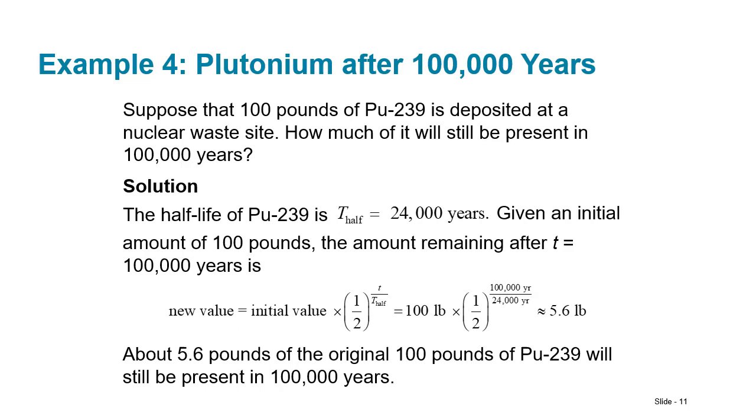Suppose that 100 pounds of plutonium-239 is deposited at a nuclear waste site. How much of it will still be present in 100,000 years? Well, we have to know the half-life of it, which is 24,000 years. Given an initial amount of 100 pounds, the amount remaining after 100,000 years is simply 1 half to the power of T over T half, so 100,000 over 24,000, which becomes roughly 5.6 pounds. About 5.6 pounds of the original 100 pounds will still be present in 100,000 years.